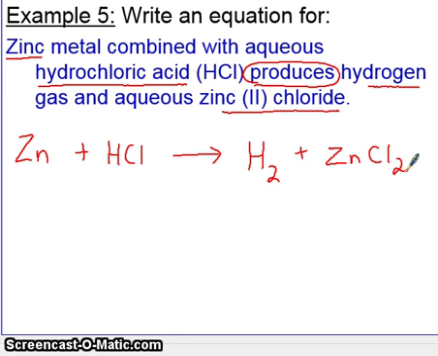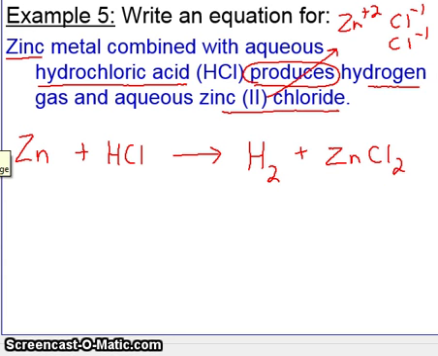ZnCl2. It's important to include that 2. Remember, this 2 means zinc has a +2 charge. Chlorine has a -1 charge from the periodic table. We need 2 chlorines for every 1 zinc. Make sure you write it in this way. Okay, furthermore, we will have to write in the state symbols. So let's go ahead and do that.